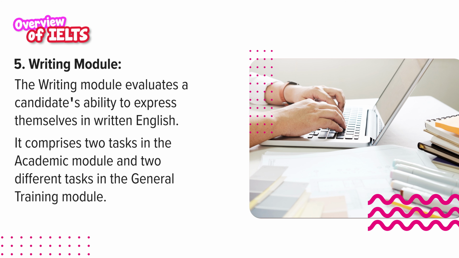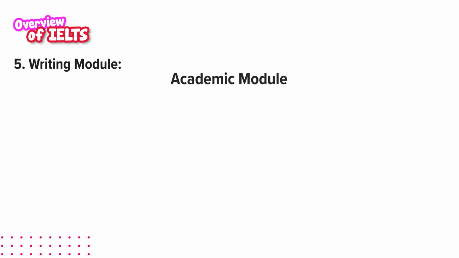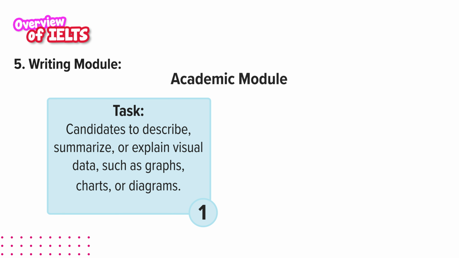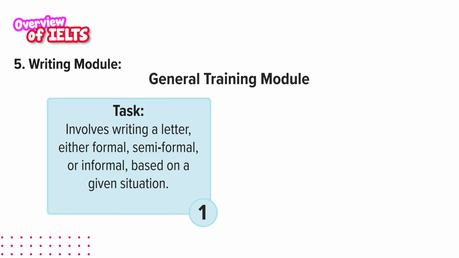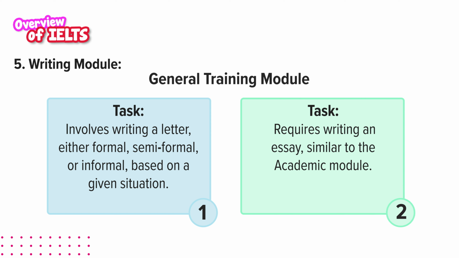Writing module: the writing module evaluates a candidate's ability to express themselves in written English. It comprises 2 tasks in the academic module and 2 different tasks in the general training module. In the academic module, Task 1 requires candidates to describe, summarize, or explain visual data, such as graphs, charts, or diagrams. Task 2 involves writing an essay on a given topic, presenting arguments and providing examples to support their viewpoint. In the general training module, Task 1 involves writing a letter, either formal, semi-formal, or informal, based on a given situation. Task 2 requires writing an essay similar to the academic module.